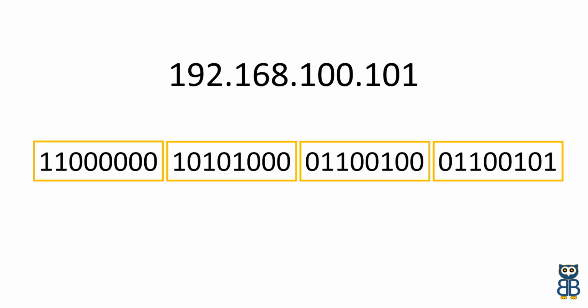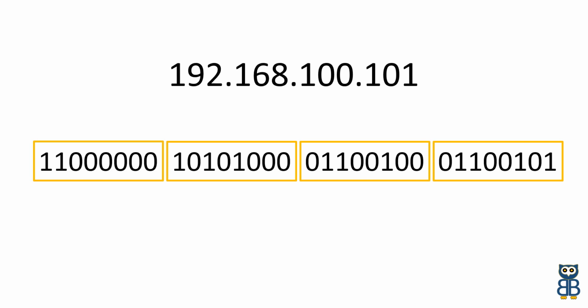If we convert the first octet from decimal to binary, the binary value will be 11000000. If we convert the second octet from decimal to binary, the binary value will be 10101000. If we convert the third octet from decimal to binary, the binary value will be 01100100. If we convert the fourth octet from decimal to binary, the binary value will be 01100101.